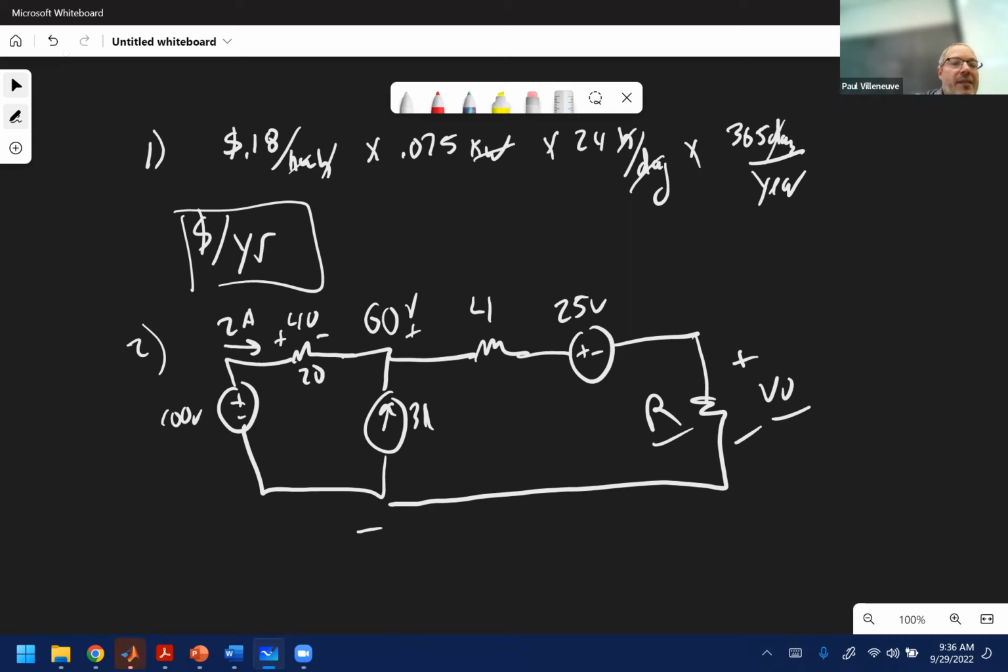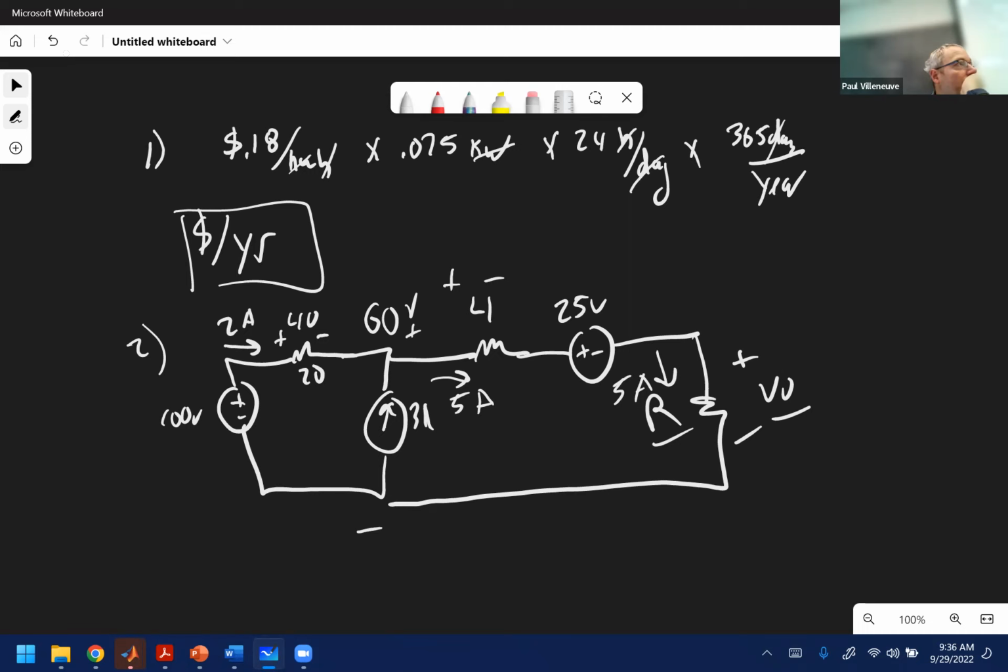The next thing I have is 2 amps going into this node and 3 amps going into this node. So now I must have 5 amps going in that direction, which means I should be able to calculate that voltage drop pretty easily. Now I know this voltage here. I know the voltage drop here. I know this voltage. The only voltage I don't know is V out. So you can use KVL to solve for V out. Once you have V out, you know that this has to be 5 amps. You should be able to solve for R.